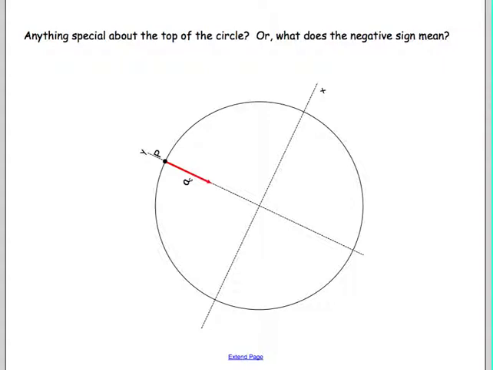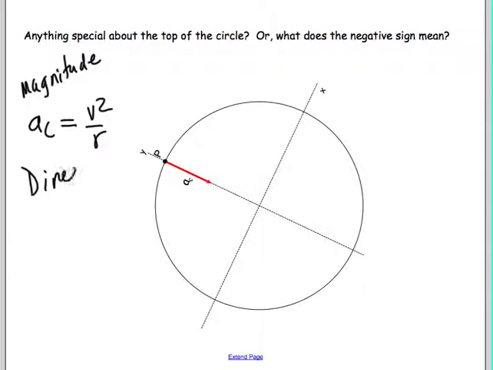So what we're finding is that the centripetal acceleration has a magnitude of v squared over r. This is the magnitude. And the direction is to the center. That's what the minus sign meant. So now we have the magnitude and direction of the centripetal acceleration in a uniform circular motion.